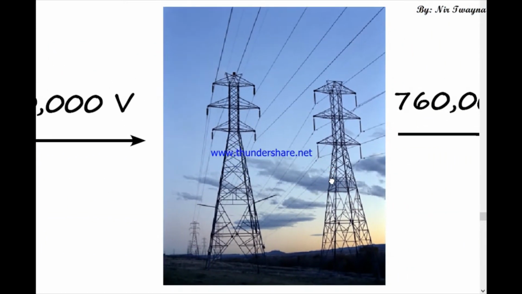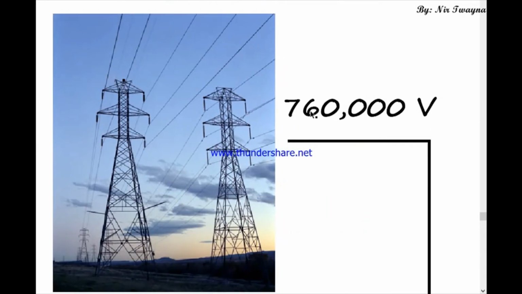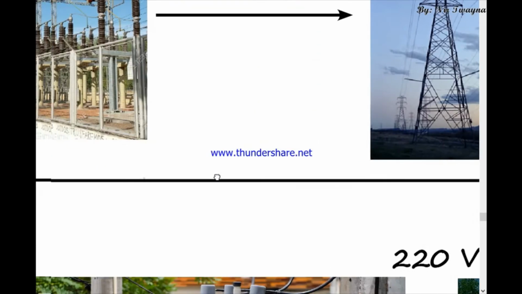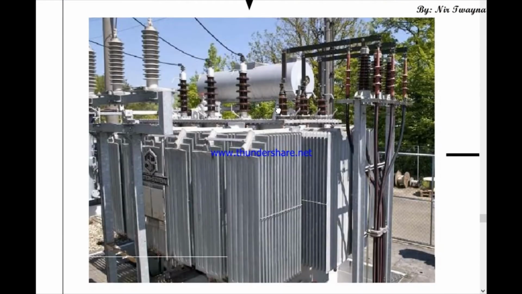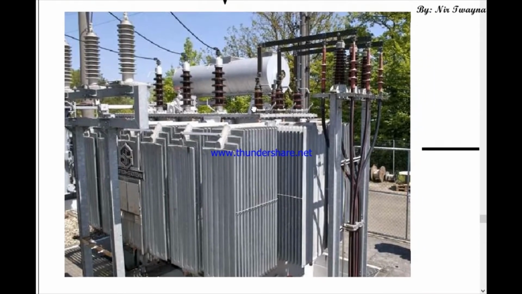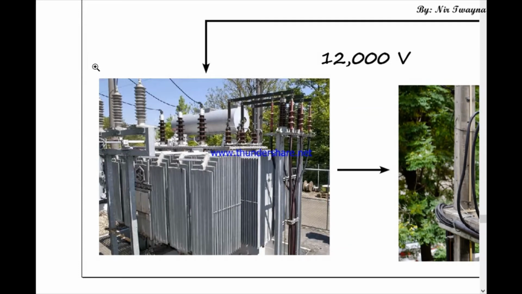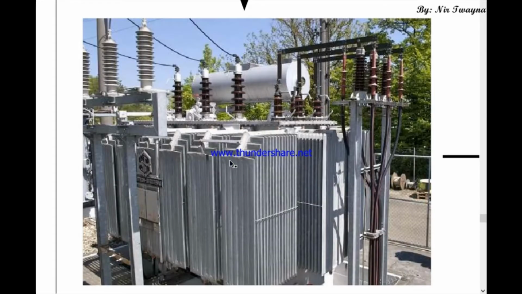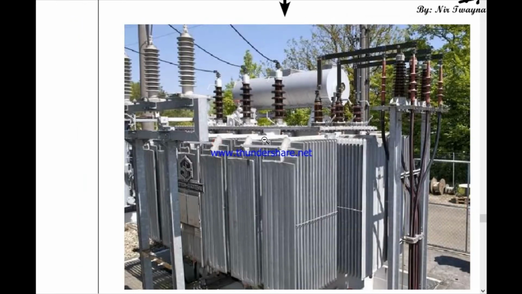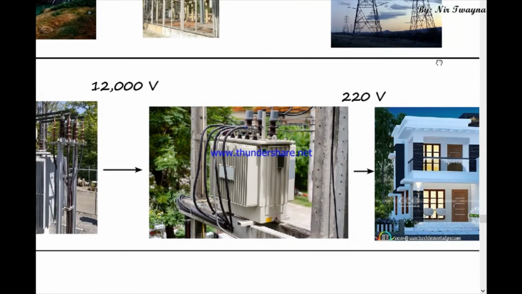You have seen such transmission lines in several places. Yes, in such transmission lines the current flows at how much volt? 760,000 volt. After the current is passed through the transmission line, it reaches the city station. Okay, the city station also has this special kind of device, which receives the current at 760,000 volt.